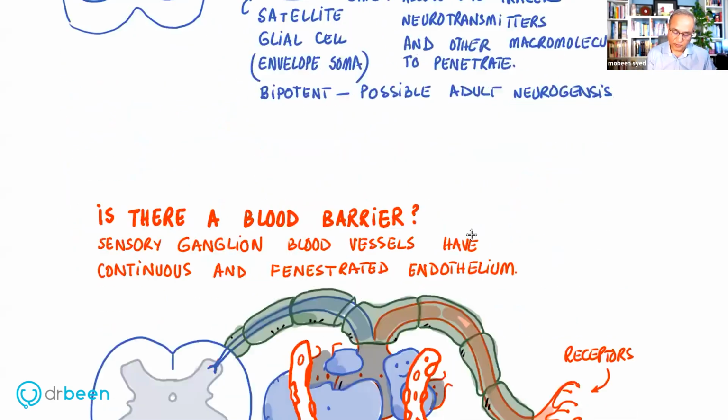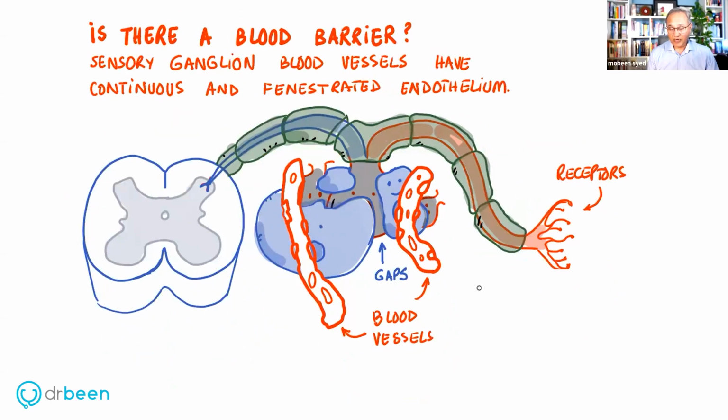But if I go to the next diagram, blood vessels in the dorsal root ganglion are a combination. Think about a hose in your mind. That hose has a wall that is continuous. But imagine that that hose has some areas where there are holes in it. Medically, we call it fenestration.